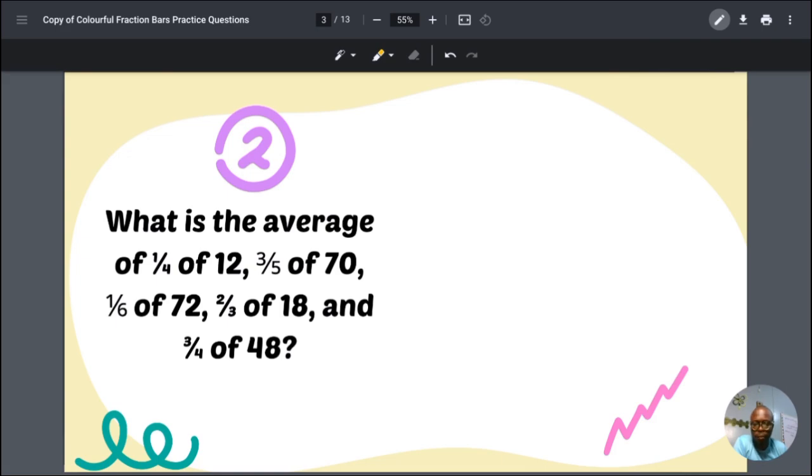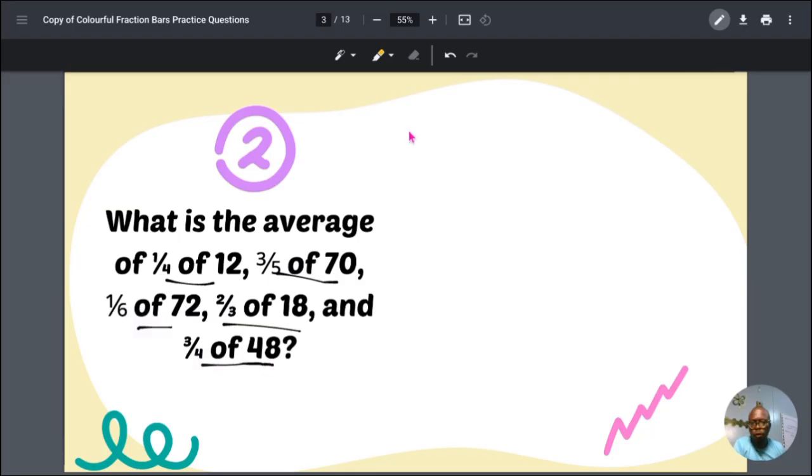Okay, number 2. Find the average of 1/4 of 12, 3/5 of 70, 1/6 of 72, 2/3 of 18, and 3/4 of 48. That means we have to solve each of these to know what they are. After we know them, then we look for the average. I've mentioned the average to you in our previous episodes.